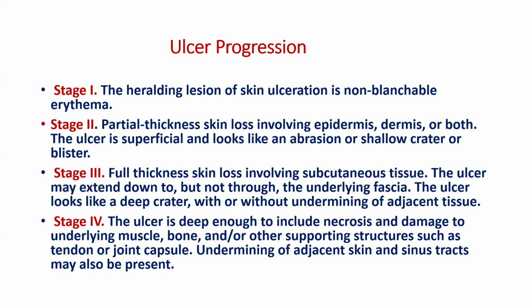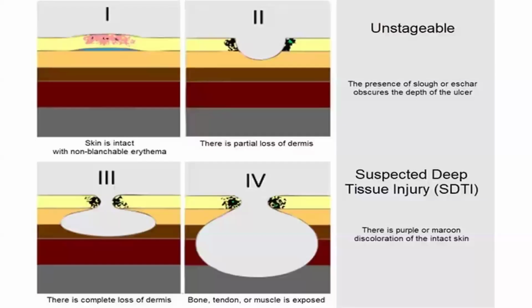Stage 4 is an ulcer that's deep enough to include necrosis and damage to underlying muscle, bone, and/or supporting structures, such as tendon or joint capsule. Undermining of adjacent skin and sinus tracts may also be present. Again, stage 1, 2, 3, and 4.